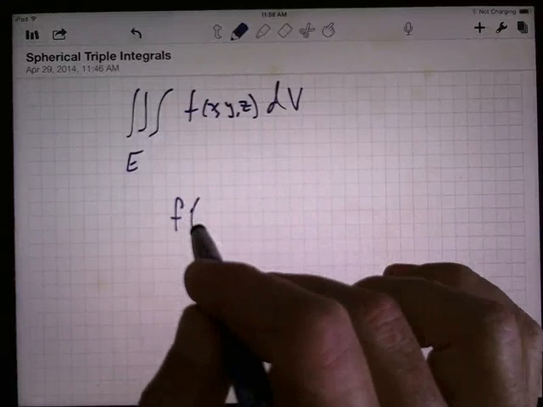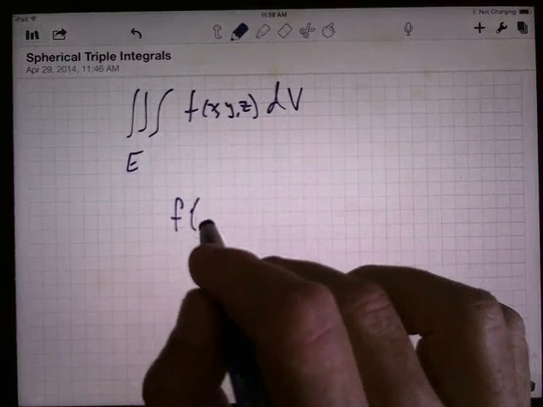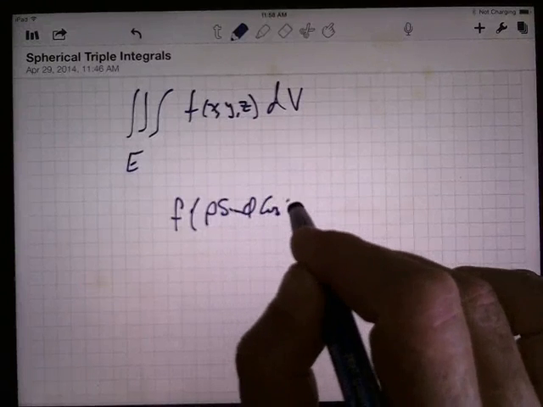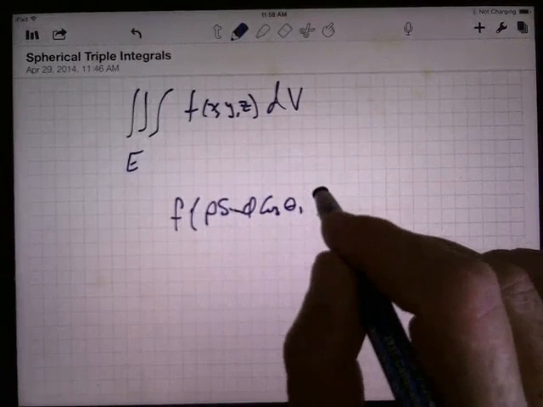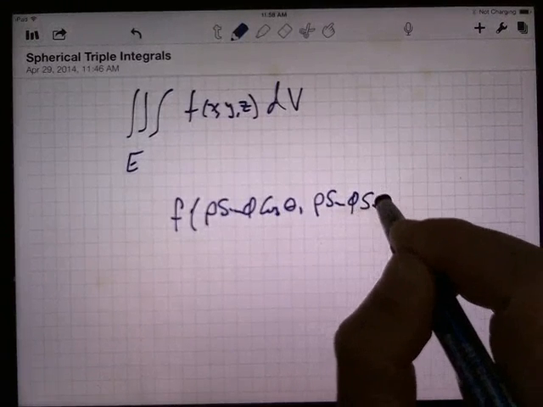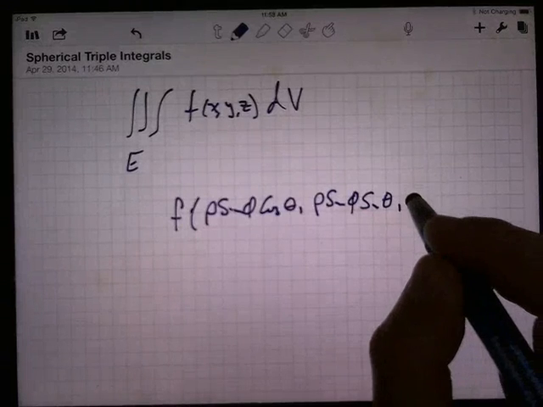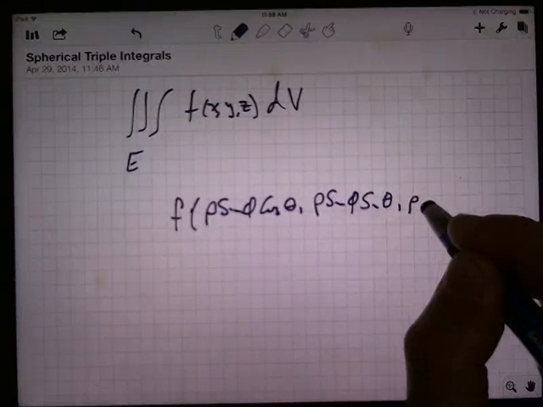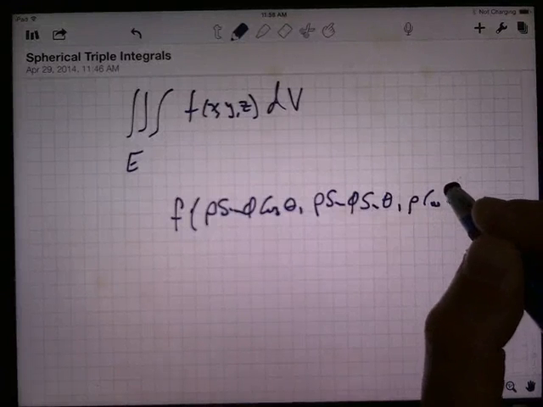That's probably the easiest part, because for every x, you just replace it with rho sine phi cos theta, and y gets replaced with rho sine phi sine theta, and z is, what is it, rho cosine phi.